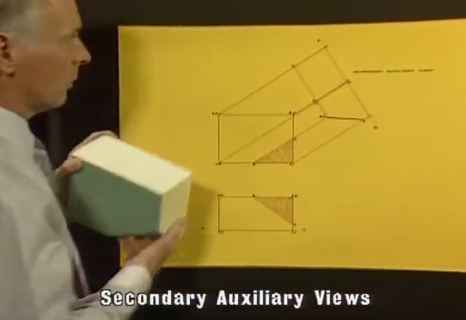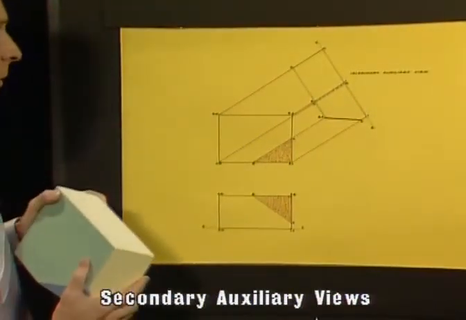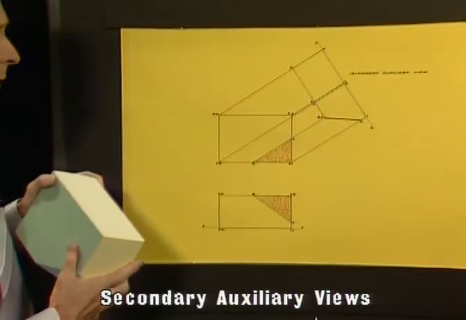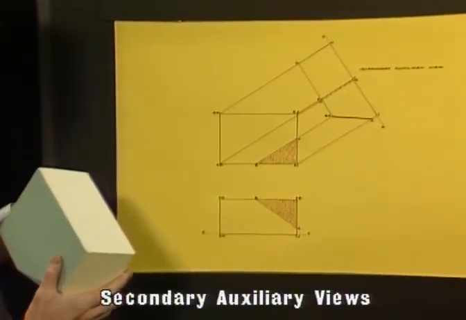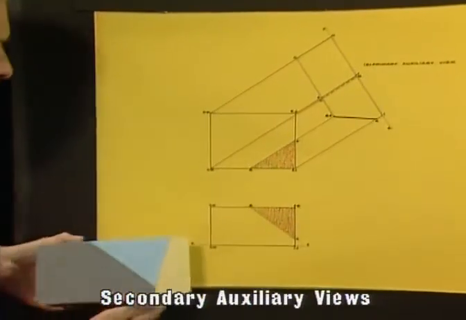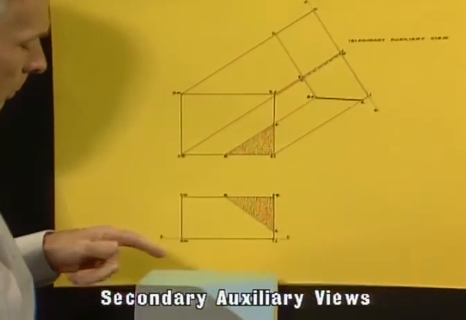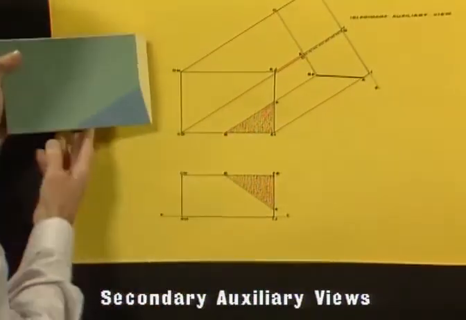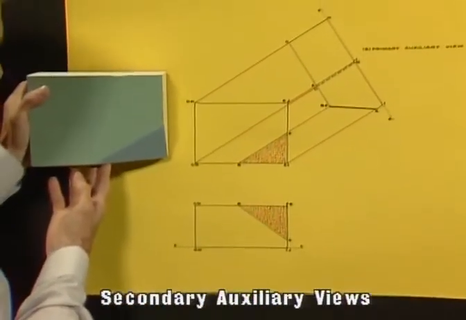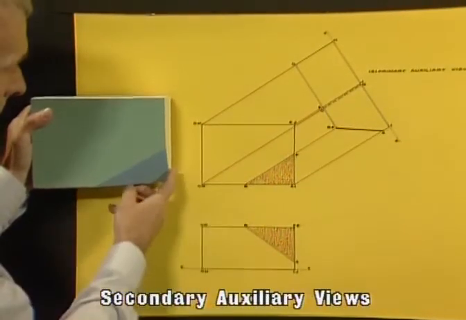We've done this here with what they call a primary auxiliary view. I'd prefer to call it an intermediate view because it has no relationship to the primary views that we were discussing before. We've got the front elevation shown there. The top view is shown there.